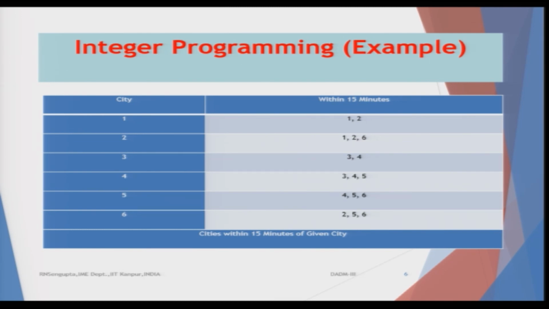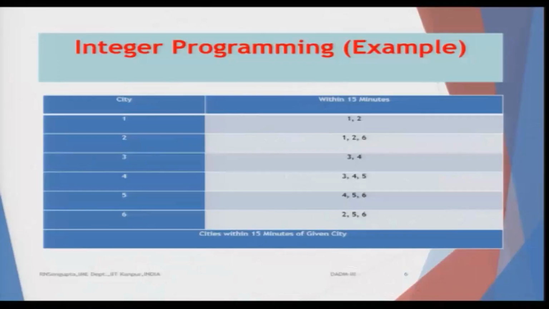Because the time taken to travel from city 1 to city 1 or 2 to 2 and within the jth city to the jth city were all 0. So, obviously, they would be included. So, city 1 to city 1 is included, hence 1 is there.